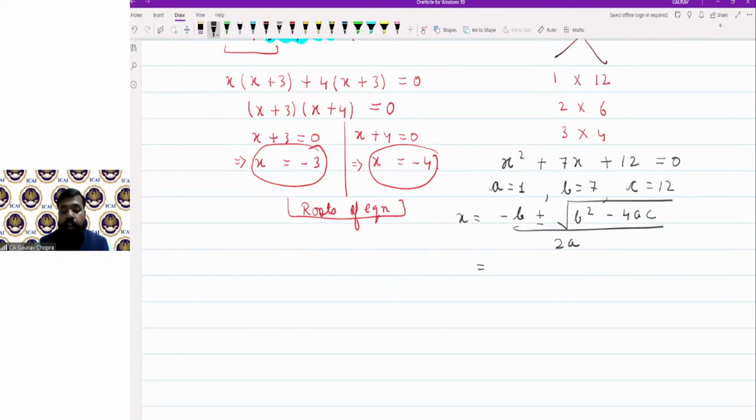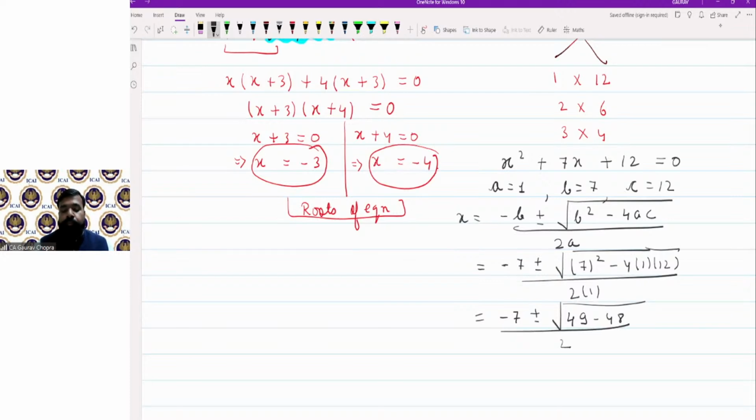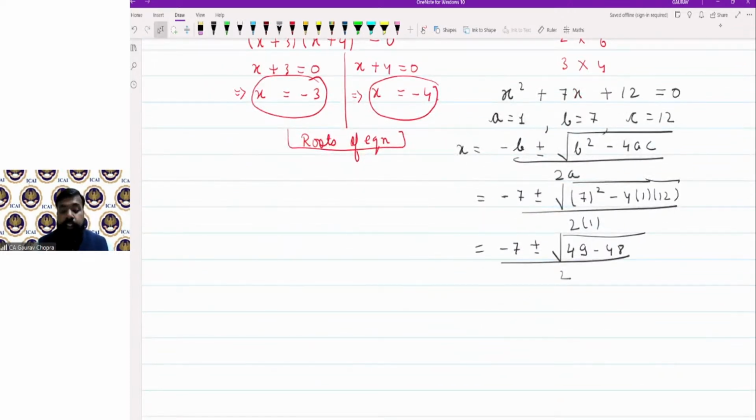Now, what is the value of B? It is 7. So, minus of 7 plus minus root 7 square minus 4 into 1 into 12 upon 2 into 1. So, what is left? Minus 7 plus minus root of 49 minus 48 upon 2. Now, what is 49 minus 48? It is 1. So, minus 7 प्लस माइनस 1 अपॉन 2.